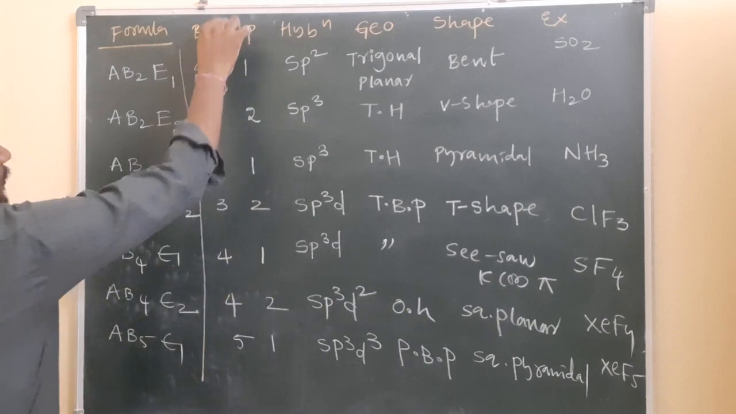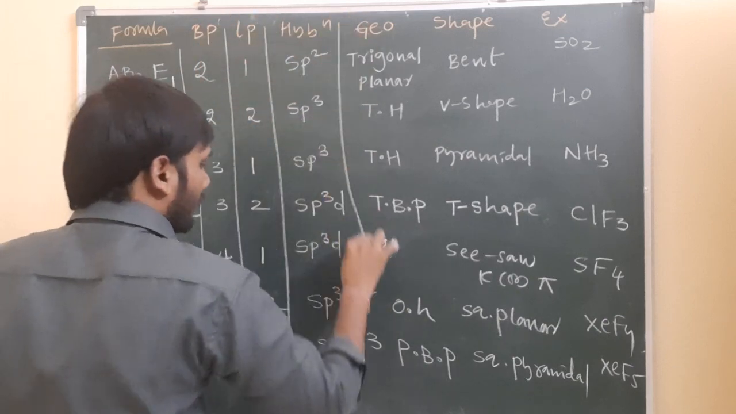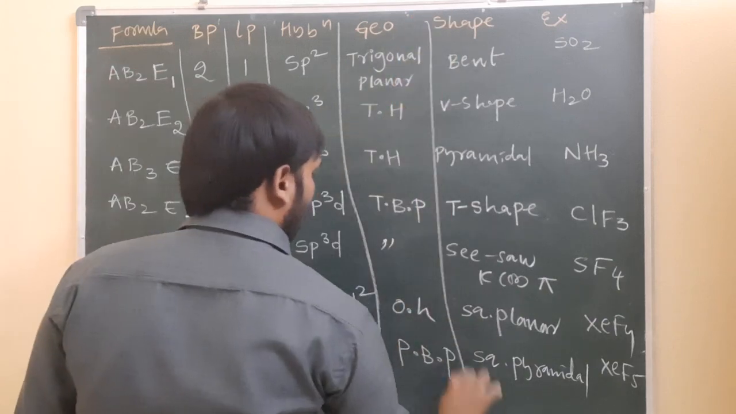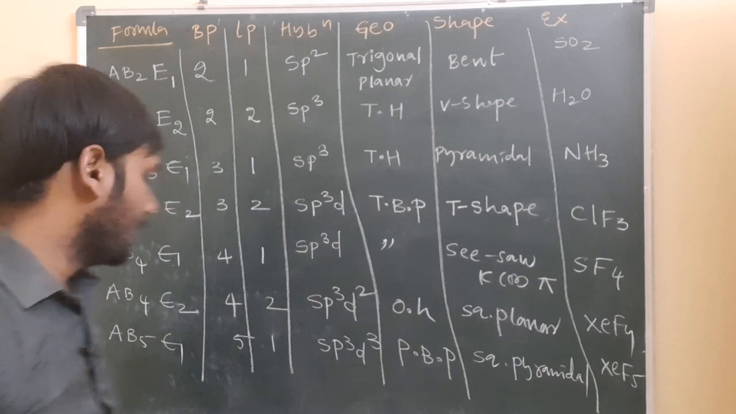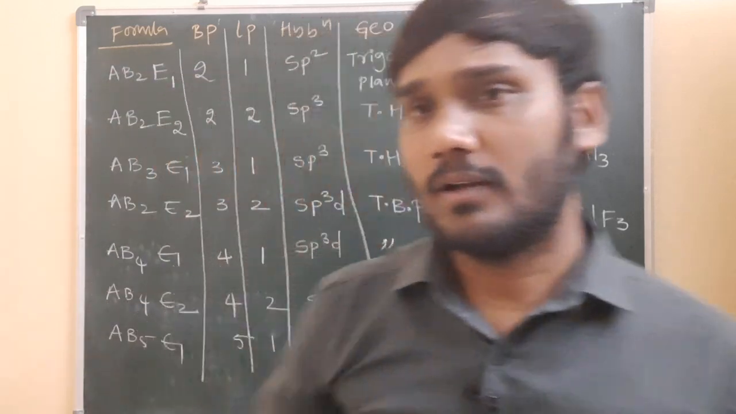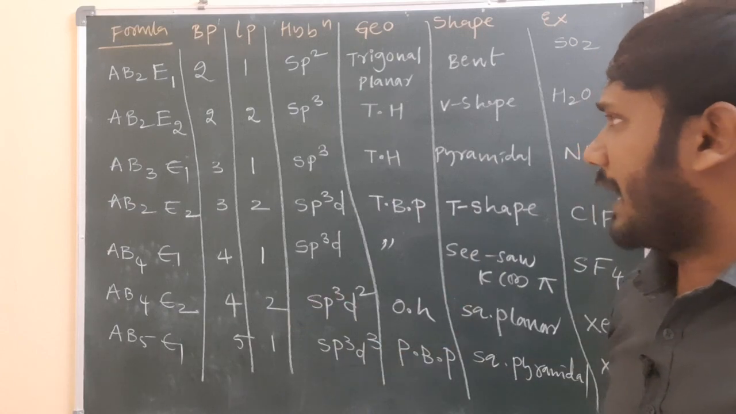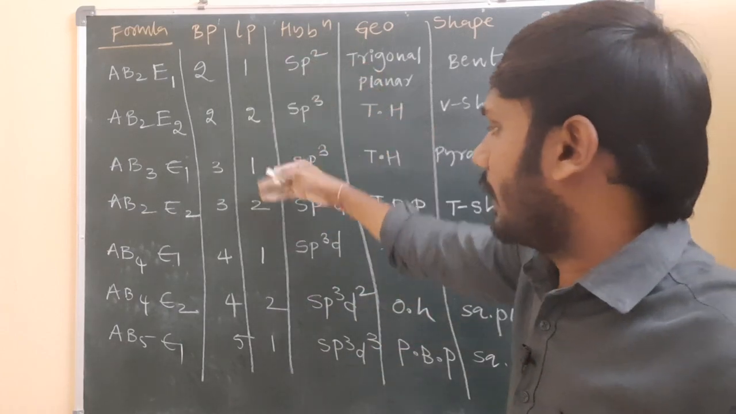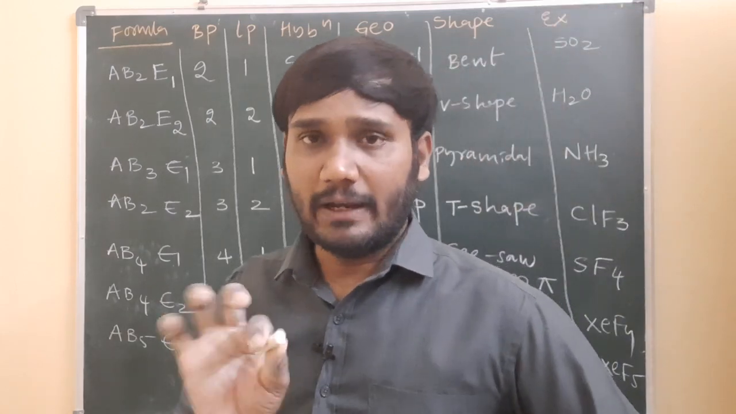So these are the formulas, along with the number of bond pairs and lone pairs. This is the hybridization, the geometry of the molecule and the shape of the molecule. At the same time, AB7 is also present. Okay, so this is enough now. Up to here is enough. Formula AB2E1, number of lone pairs 1. Now we can understand this very clearly.